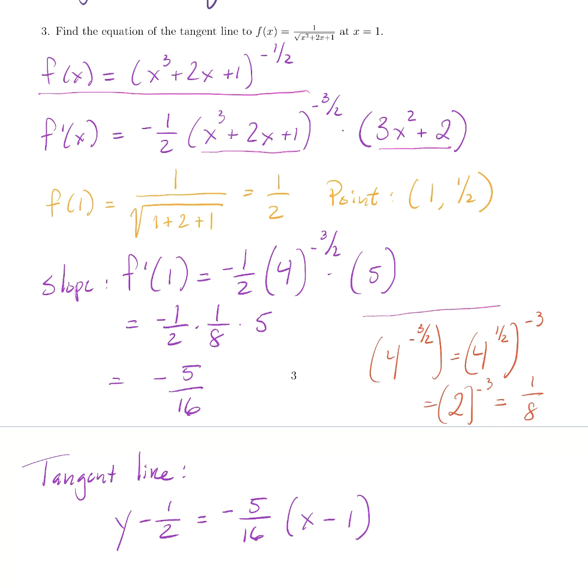So here is 4 to the negative 3/2 on the side, in case we need some practice with fractional exponents. 4 to the negative 3/2 is the same thing as 4 to the 1/2 raised to the negative 3rd power, because we multiply the exponents. But we know that 4 to the 1/2 is just the square root of 4, which is 2. And 2 to the negative 3rd is 1 over 2 to the 3rd. And 2 to the 3rd is 8. So that thing simplifies to 1/8. So f prime of 1 is negative 1/2 times 1/8 times 5, which is negative 5/16. And there's our tangent line. y minus 1/2 is equal to negative 5/16 times x minus 1.